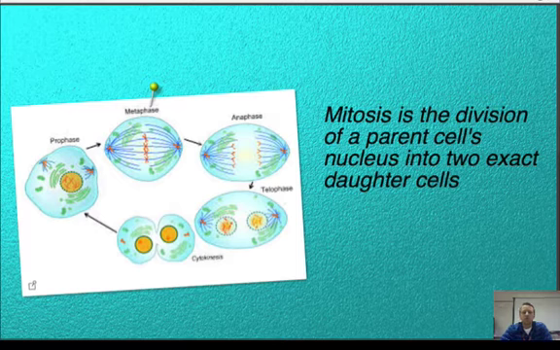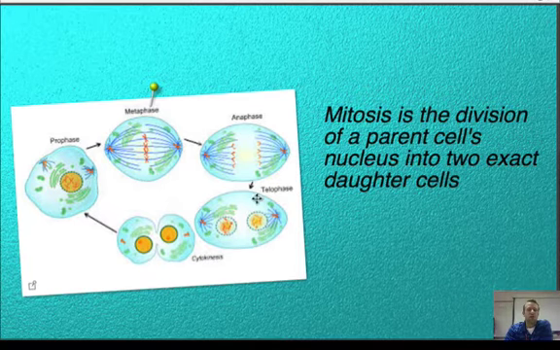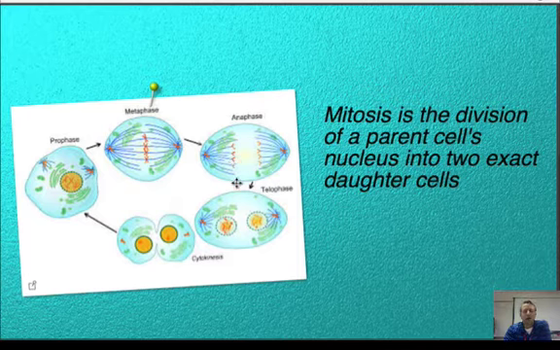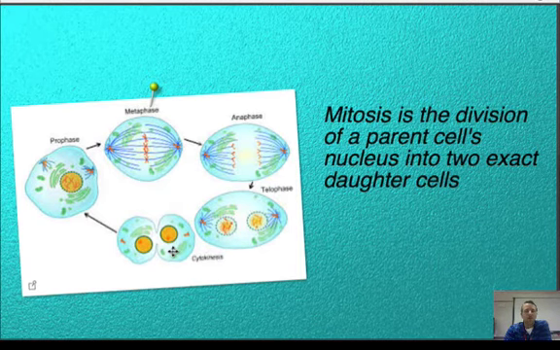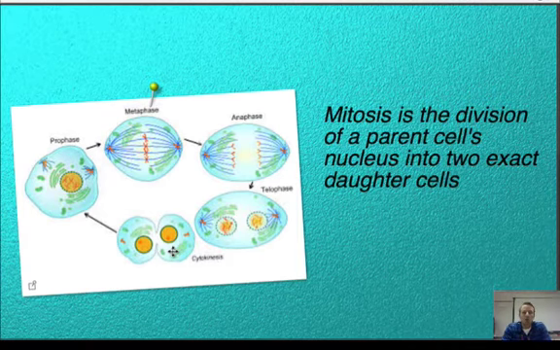So mitosis is the division of a parent cell's nucleus into two exact daughter cells. What happens here is you see we have one cell, and it goes through these different phases, and eventually this one cell creates two new cells. And it's because of that division of the nucleus that the chromosomes are kept the same. I have a little animation here that goes through mitosis so you can see it as it goes from prophase and ends with cytokinesis.